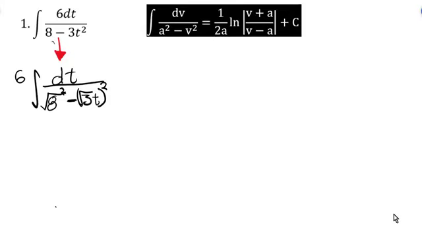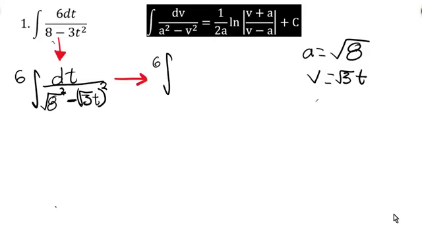Now the next step is to add the t value over here. And by the way, I'm going to put over here the values of each variable. So a, we know that is square root of 8. And we know that v is the square root of 3 times t. All right. So there we have the two values that we need.